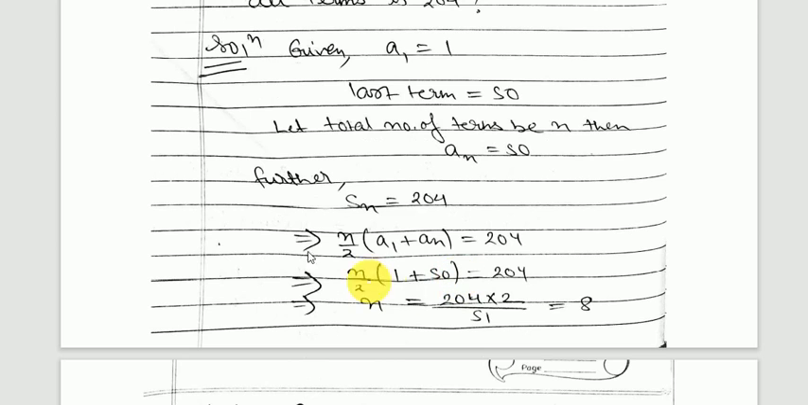We have the formula for Sn, and we have two formulae. One formula is where the first term and the last term are involved, so we will use this, because I know the first and I know the last one. In that case I only have to find n. So n upon 2 into (a1 plus the last term) is equal to 204. Put the values and you get the value of n equal to 8. That means there are altogether 8 terms. Clear?